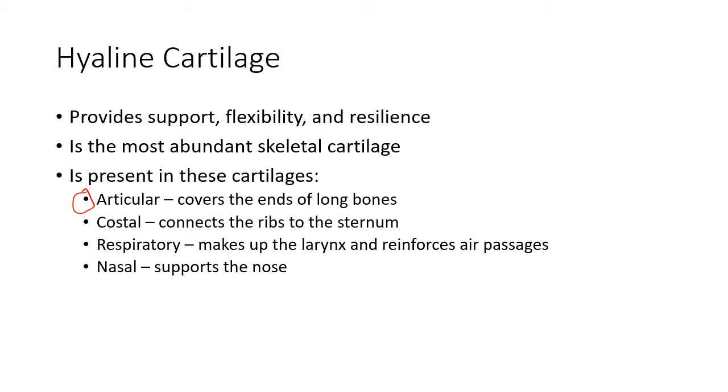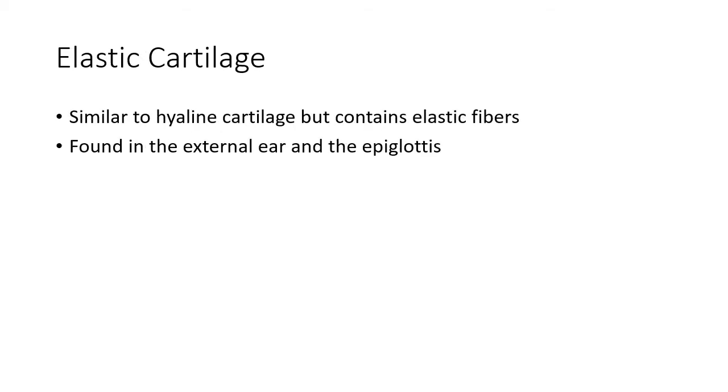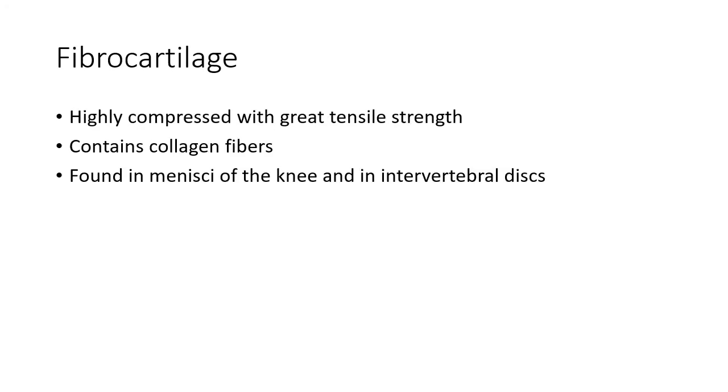We do see it in other places that are not necessarily associated with bone as well, and so we see it in the respiratory tract, making up the structures within the larynx as well as within the trachea, and so we have cartilage within those as well. And then a large portion of the actual nose, or what we would think of as the nose, is actually hyaline cartilage. We have some elastic cartilage. The majority of it, again, is not really truly associated with the bones themselves, and so it's going to be found in places like the ear and the epiglottis.